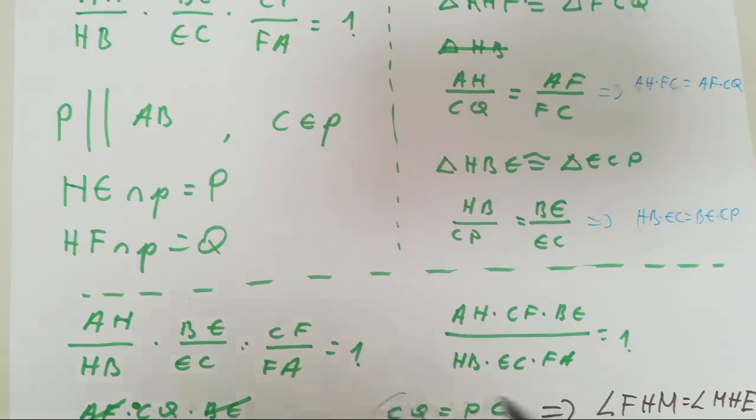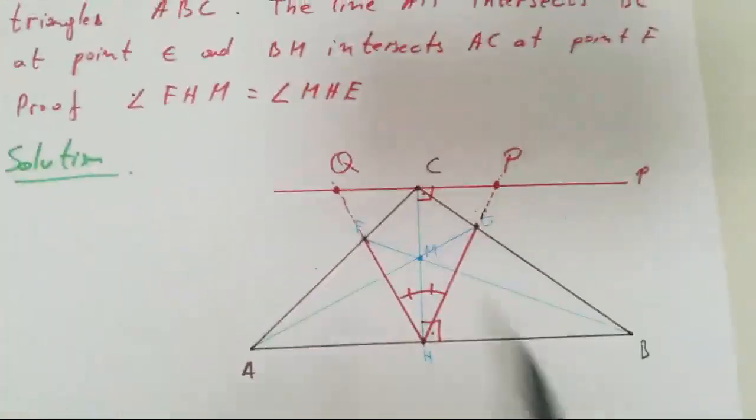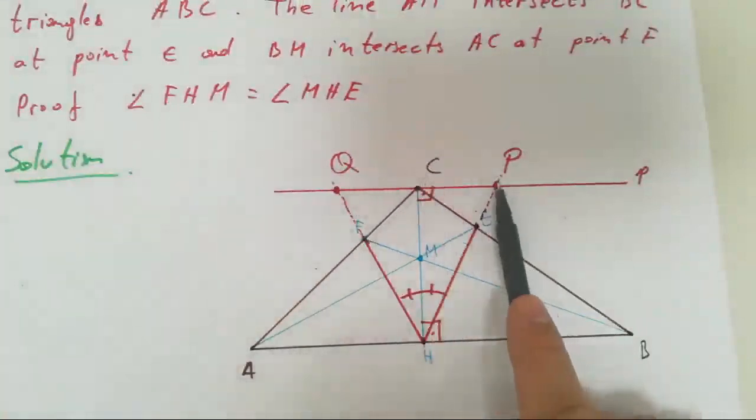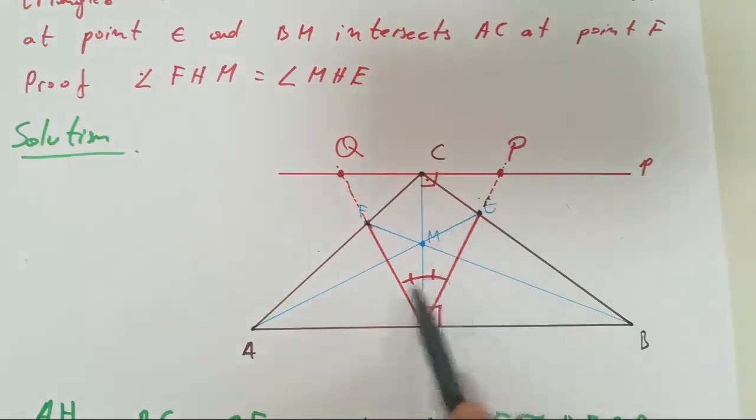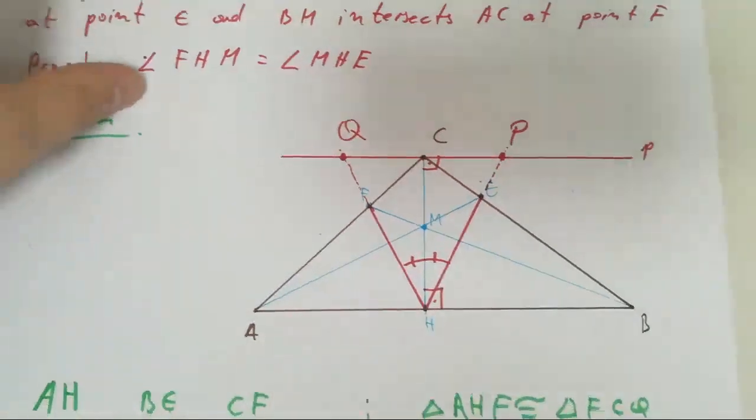So this length CQ is CP. It means that these two angles are congruent. Is that clear?